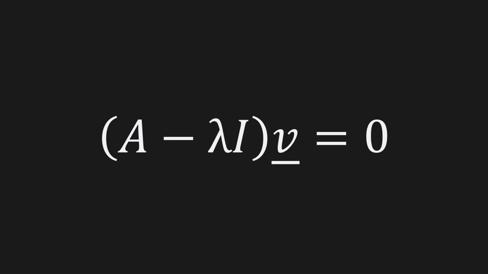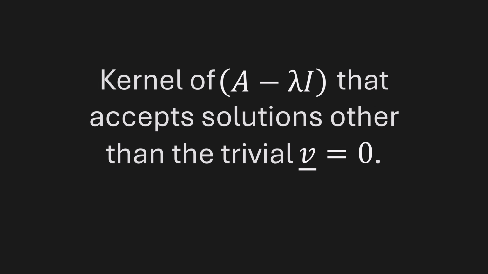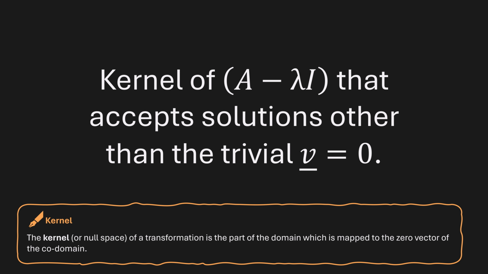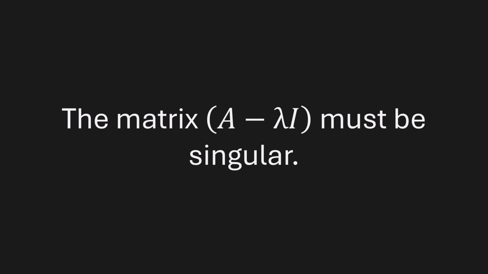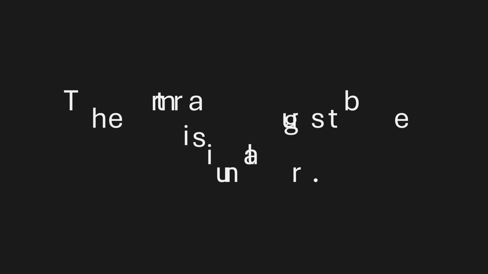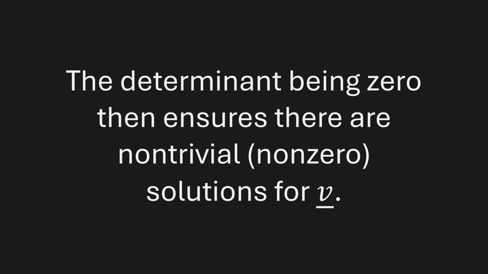Thus, we search for a kernel of A minus lambda I that accepts solutions other than the trivial v equals 0. The matrix A minus lambda I must then be singular, as we are searching for an eigenspace that, if it exists, must have at least dimension 1. The rank of the matrix then has to be lower than its size, and it's not invertible. Thus, the determinant being 0 ensures that there are non-trivial solutions for v.